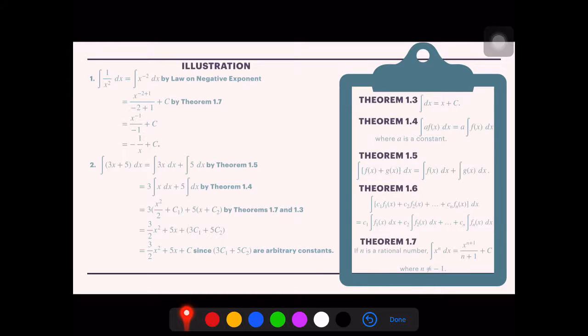Simplifying the exponent -2 plus 1, the answer would be -1. If you want to review operations on integers, just click the eye icon there at the upper right corner of your screen and you will be redirected to that video.